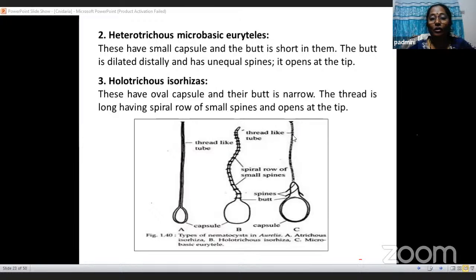The spines are all the same structure, same size, so that is why they are called holotrichous. And also they have a larger butt, which is again narrow and large. So that is the reason why they are called oval capsules or holotrichous isorhiza. So these are the 3 types of nematocysts that are present in the medusa.